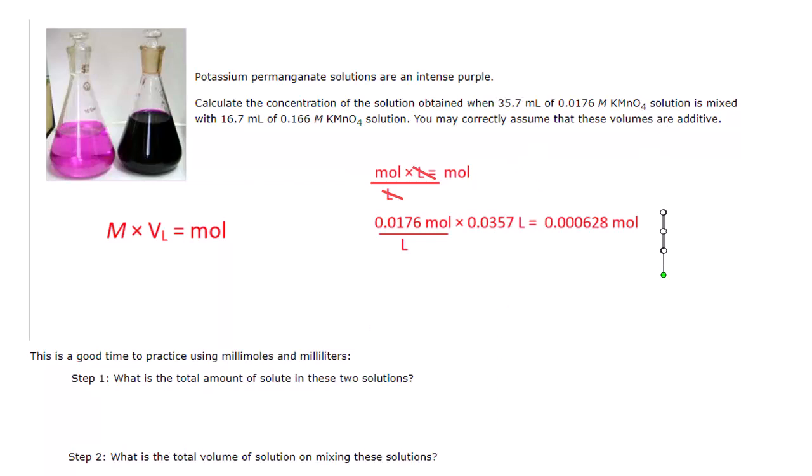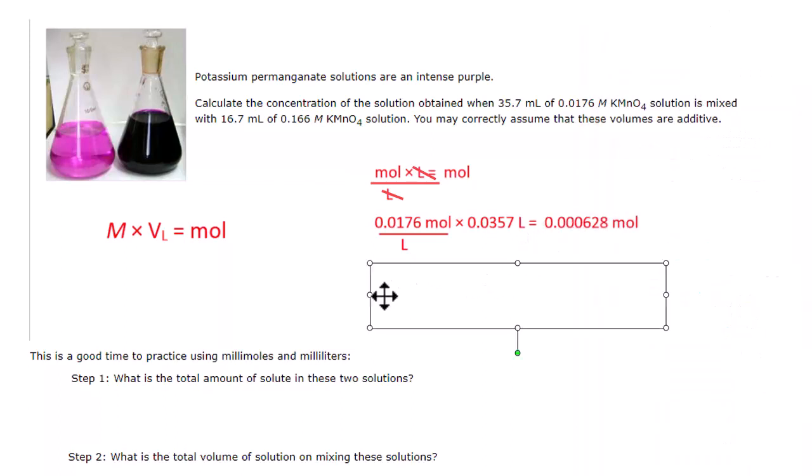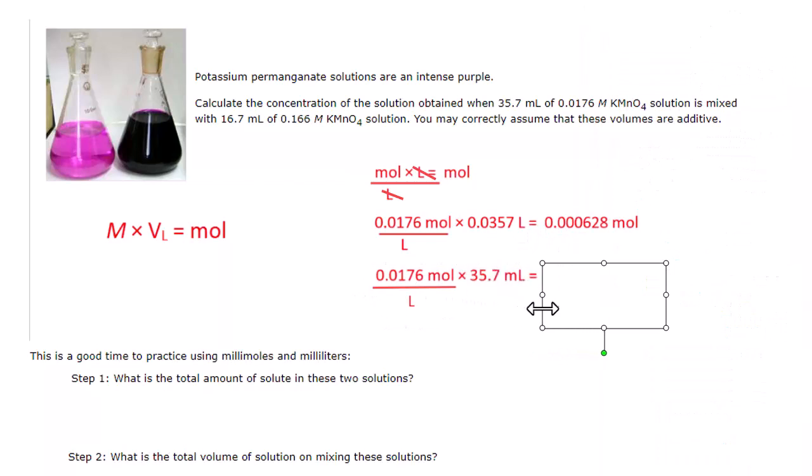I'm going to get my calculator out and do the same calculation, 0.0176 times 35.7. Now, this is milliliters that I'm calculating, and I get a nice answer, 0.62832. That's a lot easier to deal with and remember, and that's what I've done here. I've taken and multiplied by the milliliters, but you say, hey, that's wrong. Not really, because the liters still cancel.